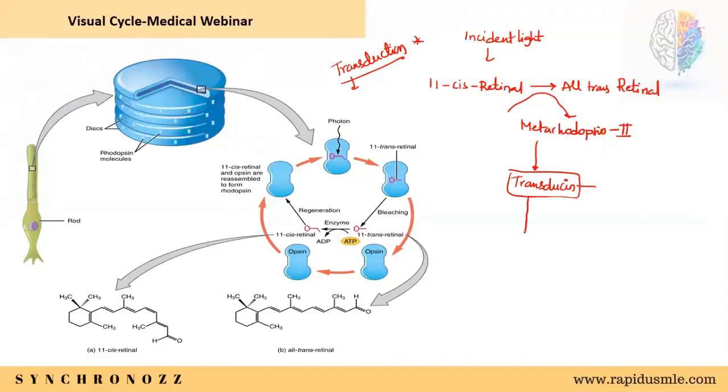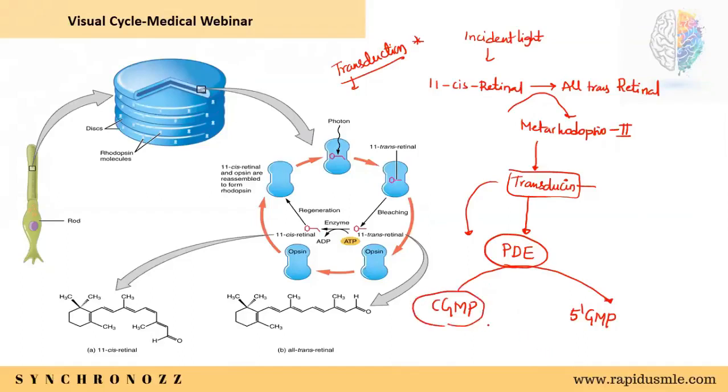The transducin activation leads to activation of phosphodiesterase enzyme. So once transducin gets activated, it activates an enzyme known as phosphodiesterase enzyme. And what does phosphodiesterase enzyme do? It converts cyclic GMP to 5-GMP. See, if you understand this, my purpose is done. What I told you, cyclic GMP is the one which gets converted into 5-GMP whenever light falls.